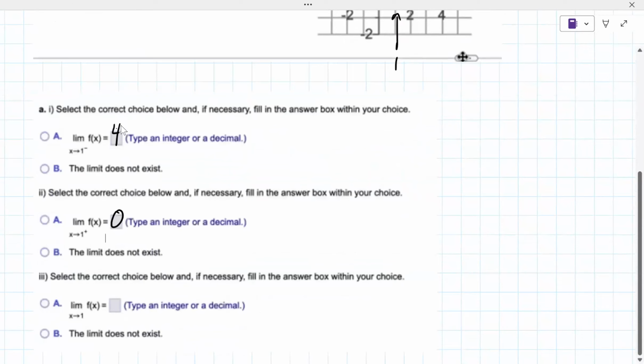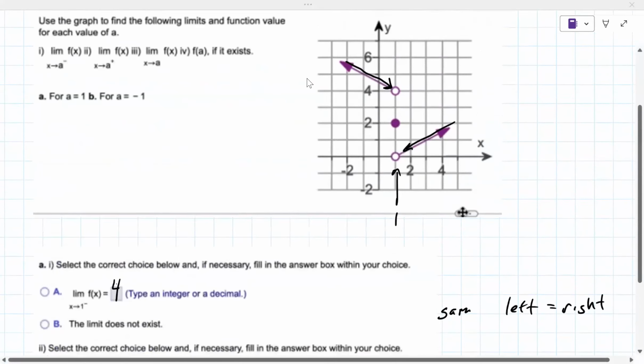And the right. Are these the same values? No. So the limit does not exist. It has to be the same from the left and the right. It has to just approach the same value. It doesn't necessarily need to be the same value, it just has to approach the same value.